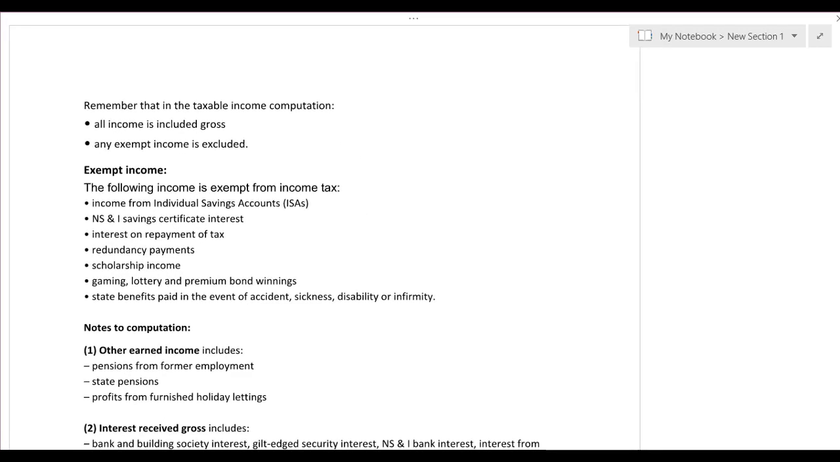From this page, you just need to know which incomes are exempt incomes. You need to know them and you have to memorize them as well. Number 1 is income from Individual Savings Account. If you are getting interest income, even dividend income, from an Individual Savings Account, then it is exempt. The limit of an Individual Savings Account is £20,000 per tax year. So one individual can deposit a maximum of £20,000 per tax year in an ISA.